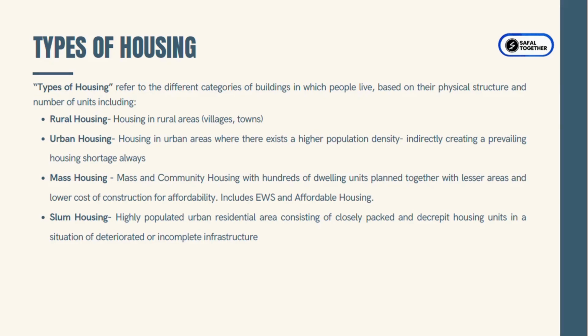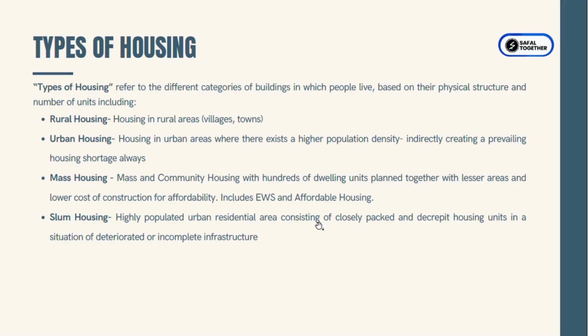Urban housing talks about the housing in urban areas with higher population density. And here, there's always a housing shortage that is prevalent, because the number of people moving to cities and urban areas for jobs, education, and healthcare is very fast, and it outpaces the kind of supply that we give into the market. So in urban housing there is a demand-supply gap, which is a concept that we explore in the class. Then we have mass housing, which talks about planning hundreds of units together, with less area and lower cost of construction, etc. And it also includes EWS and affordable housing.